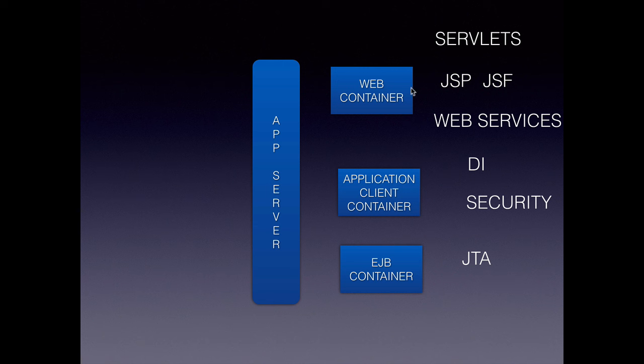Again, all these containers are only a logical division. They need not physically exist separately. They can be one single huge library. This is just a logical division. But Apache Tomcat is a web container and not an application server. Examples of application servers are WebSphere from IBM, WebLogic from Oracle, JBoss, and there are several other application servers that we can buy and which we can use for free from the open source space.